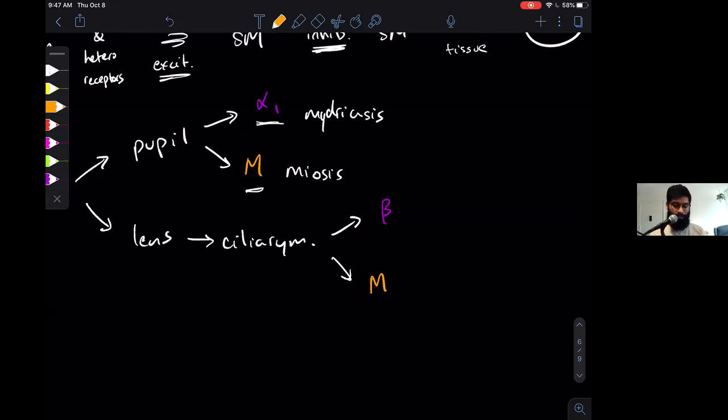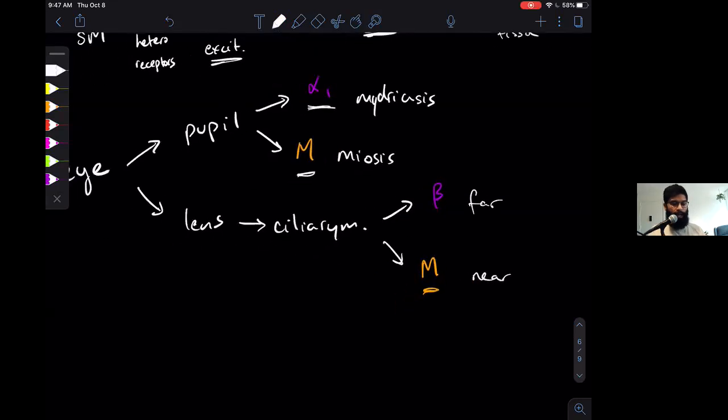In rest and digest, this is when you're going to curl up with a nice book. Parasympathetic, because it's muscarinic, is primarily going to be parasympathetic. This is going to allow for near vision. Okay, and so this is near vision, and this is far vision. Okay, so that's the eye.